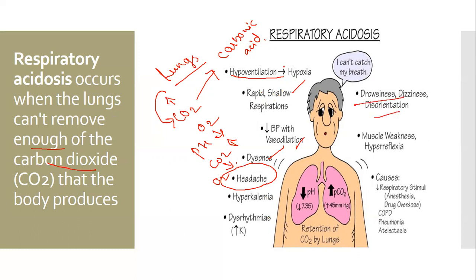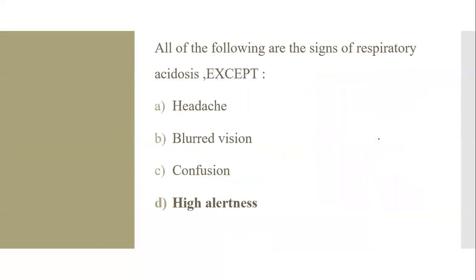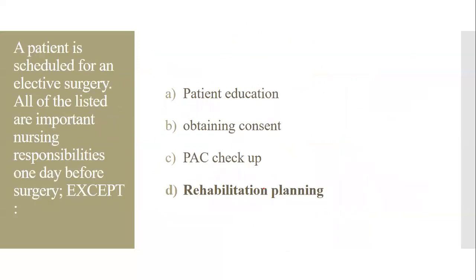If the patient is having an increased accumulation of CO2, they won't be alert and they won't be oriented. So the patient will be having disorientation. So our option was high alertness. That is not seen in case of respiratory acidosis. Headache will be there, blurred vision will be there, confusion will be there. A patient may not be alert in case of severe respiratory acidosis. Okay, so option D was the correct answer.